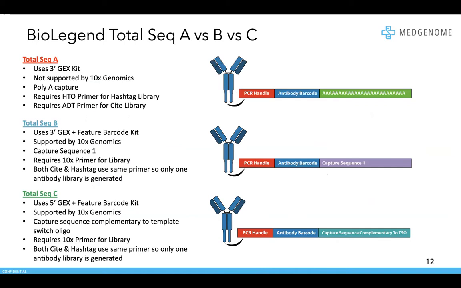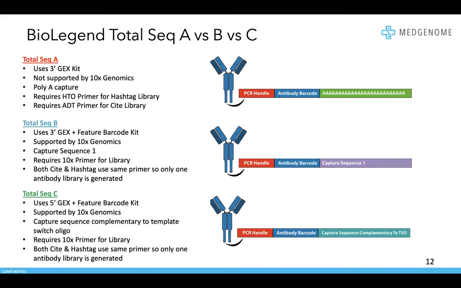There are a few differences between each of them, and it could be a little confusing to tell them apart. I think a lot of that comes from TotalSeq A, which is sort of the odd man out of the group. TotalSeq A was originally meant to be for cell hashing and CiteSeq combined, and so it's not supported by 10x Genomics. You buy the antibody oligoconjugates from BioLegend, and they have a poly A tail on them, so they are used in combination with the 3' gene expression kit.